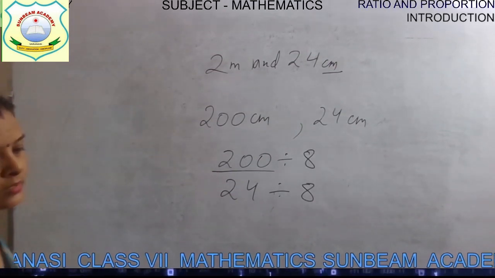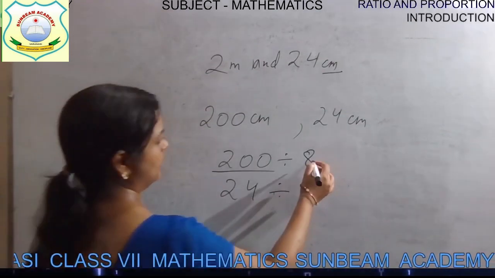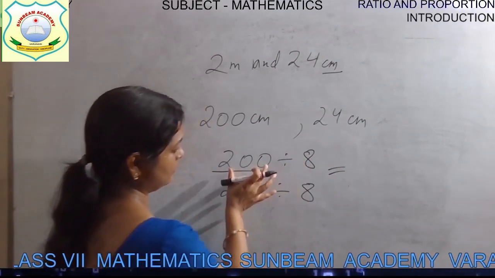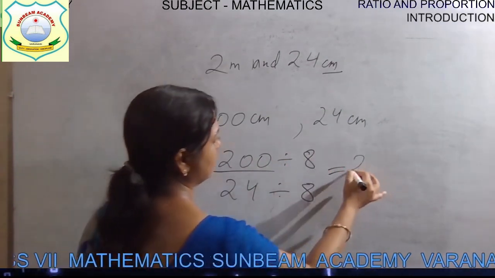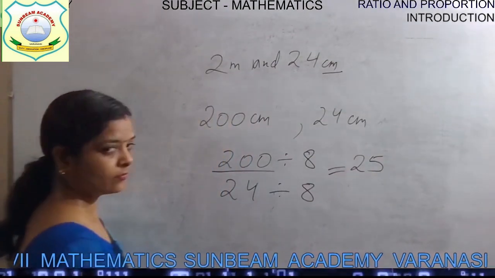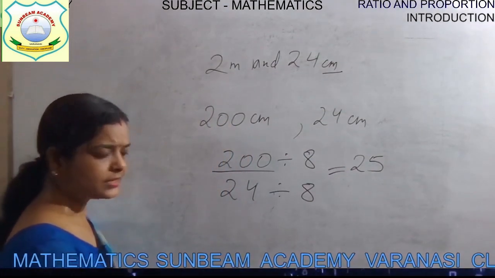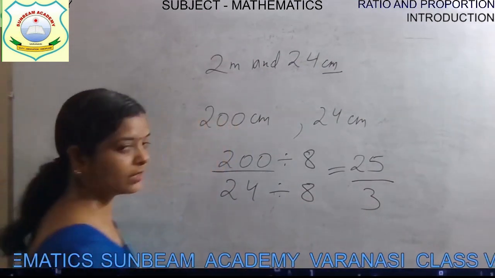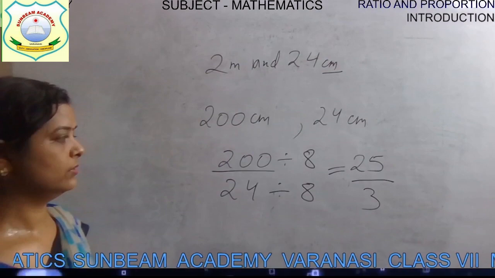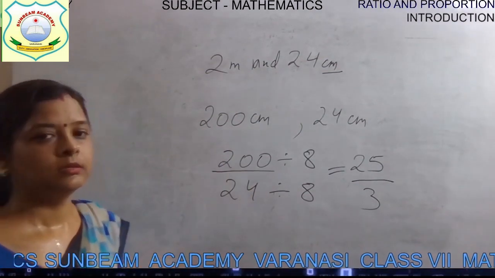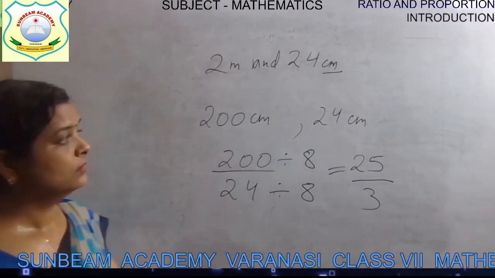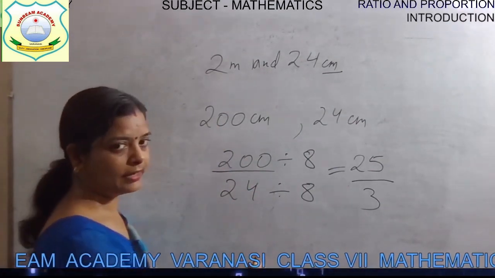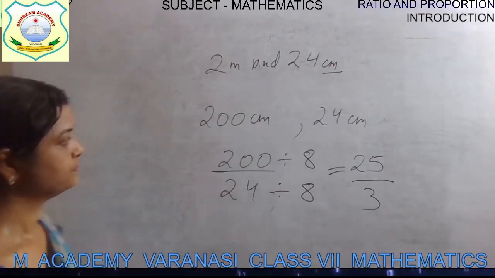Get it? 200 you have to divide by 8. You will get 25. And the denominator is easy: 8 3s are 24. So here you have converted the ratio into its simplest form: 25:3. You can write it in ratio form also.